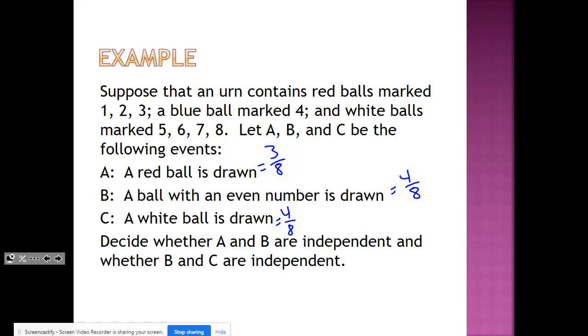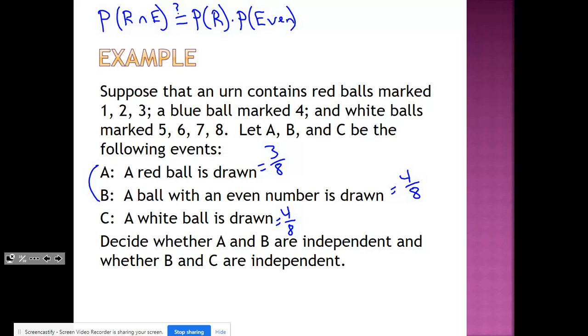So now we're going to use our formula here. So A and B, so that's red ball and even. So are red and even independent? So basically what that means is, does red intersect even equal the probability of red times the probability of even? Okay? We test that out. If it's equal, they're independent. If it's not equal, they're not independent.